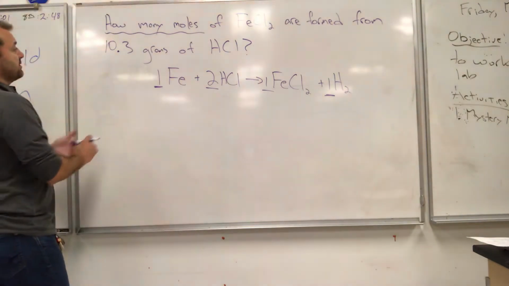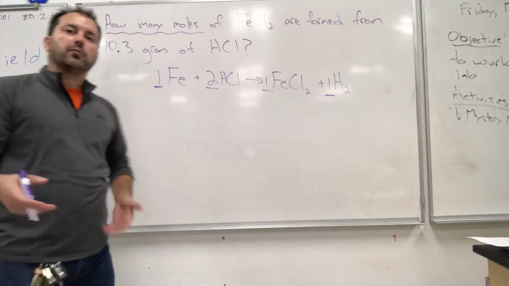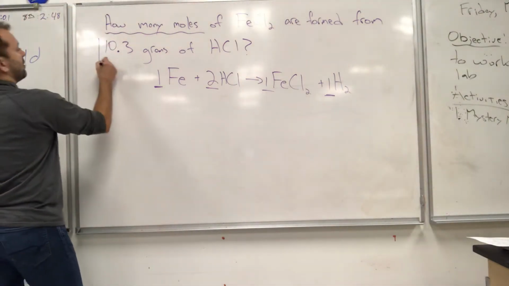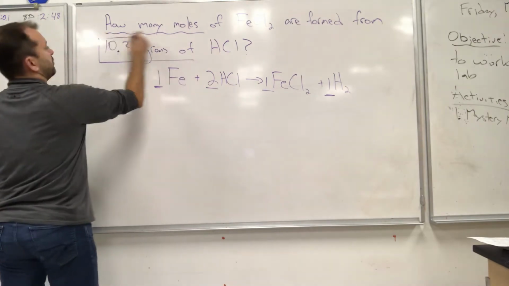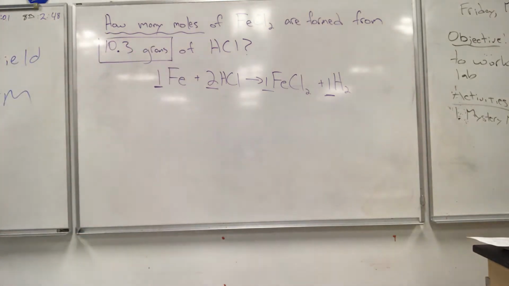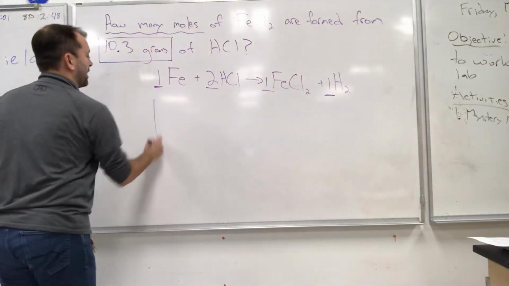The second thing is when you get the problem, you should circle or put a square around what the known amount is. So in this case, we know we have 10.3 grams of HCl. So I'm just going to put a little box around that. It's going to make life a little bit easier when we start the problem. So I'm going to draw my reaction box.